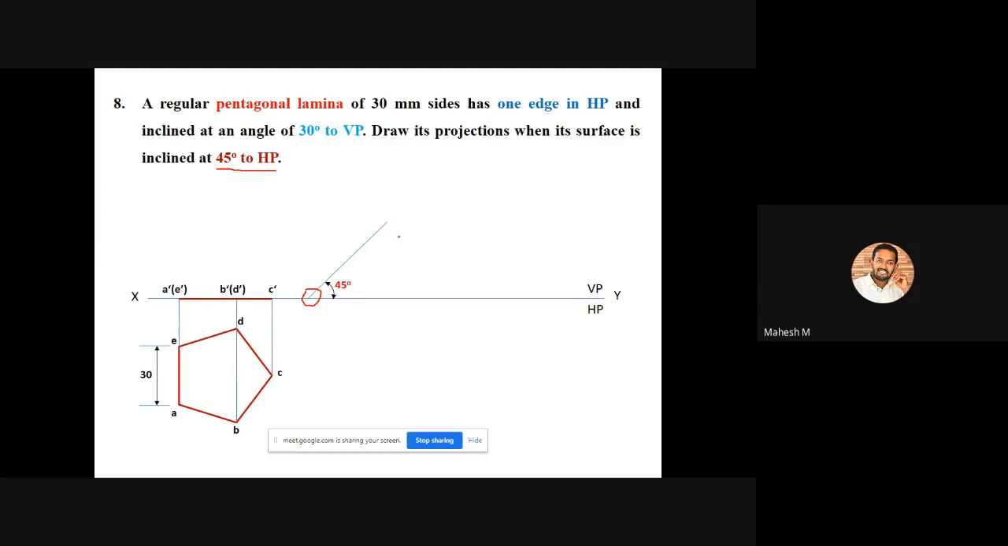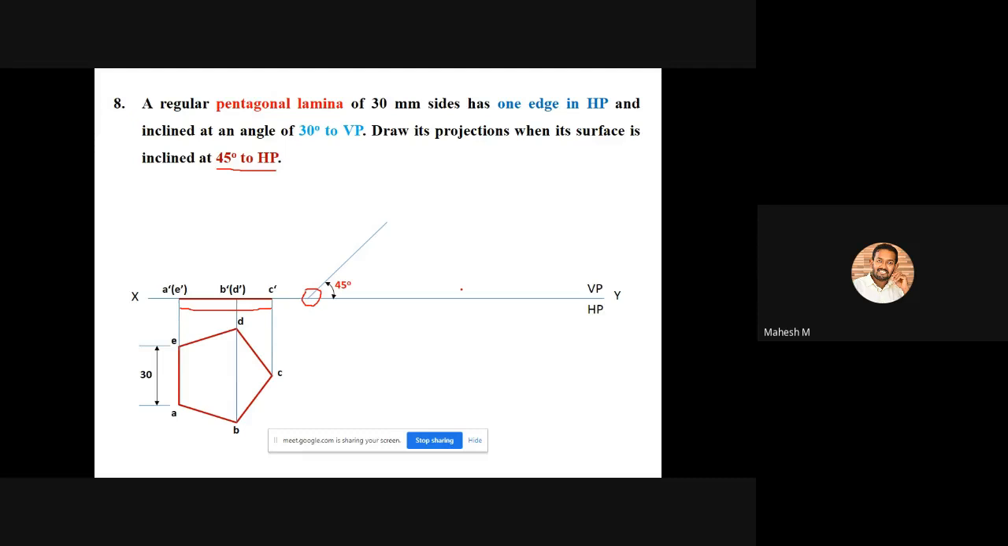So after creating this, I can measure this distance. So the distance between A dash to C dash. Okay, so I can take this distance. But please remember one thing. So the first inclined front view should be like this.